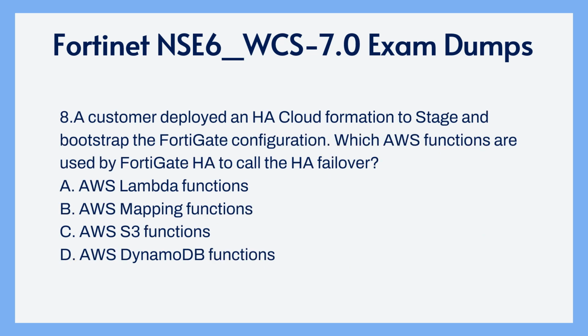8. A customer deployed an HA CloudFormation template to stage and bootstrap the FortiGate configuration. Which AWS functions are used by FortiGate HA to call the HA failover? A. AWS Lambda functions. B. AWS mapping functions. C. AWS S3 functions. D. AWS DynamoDB functions.